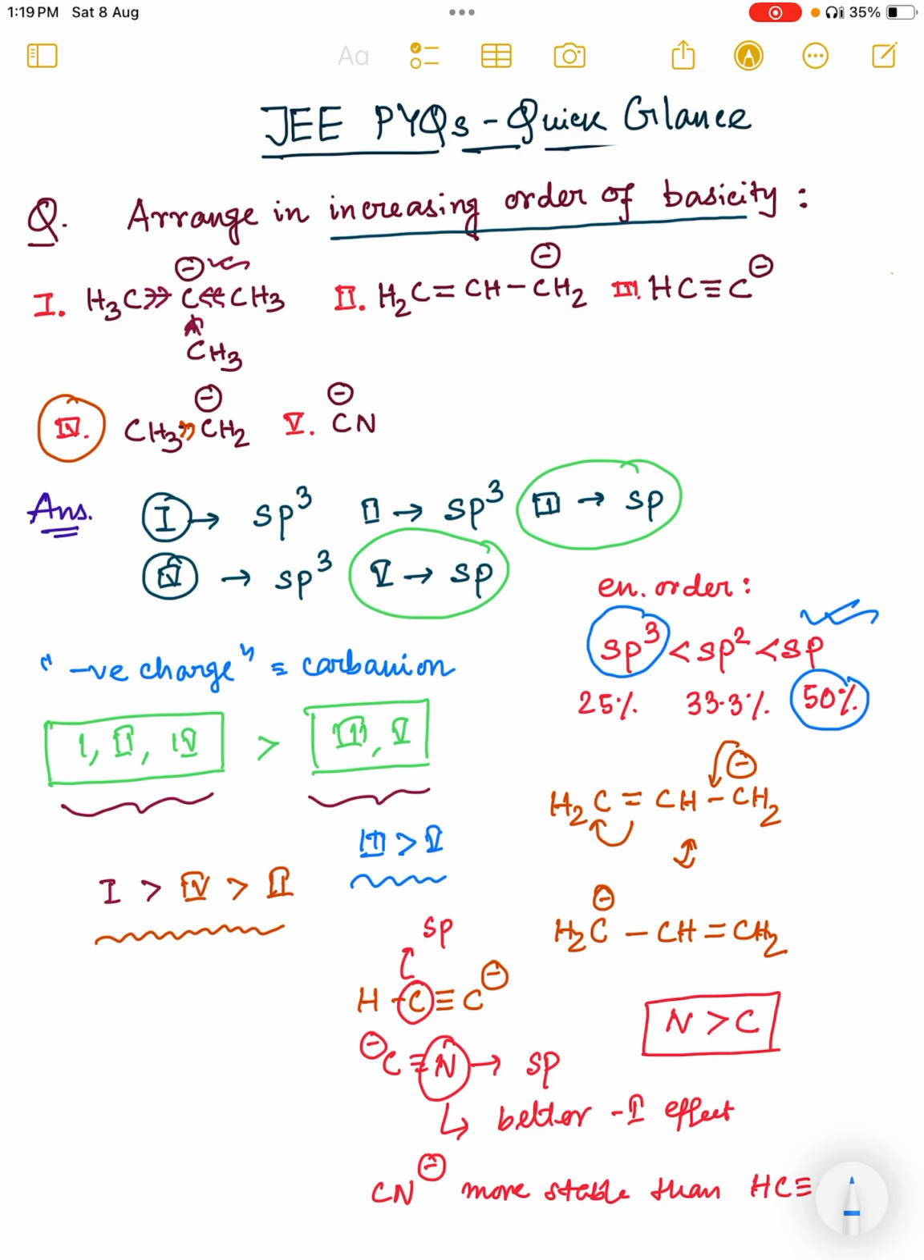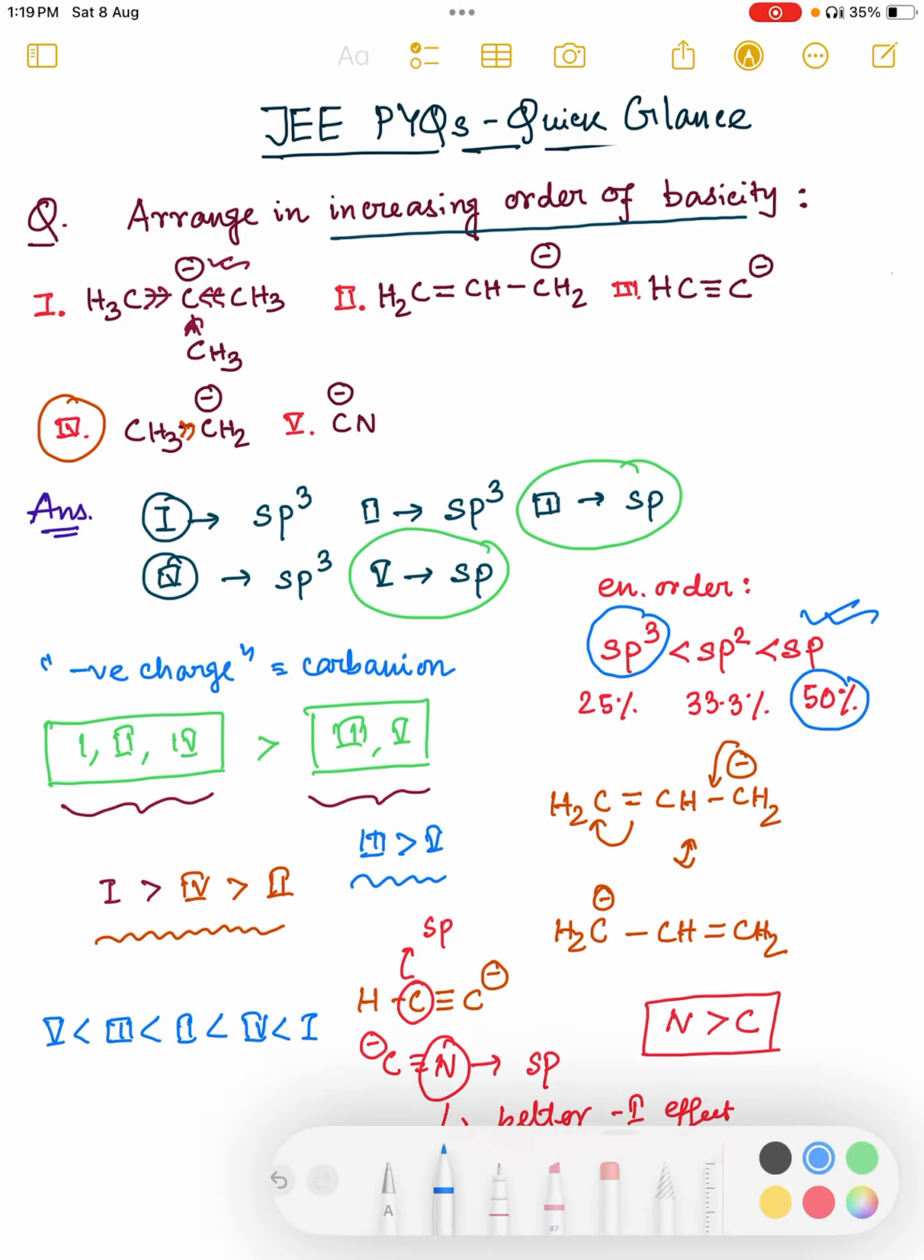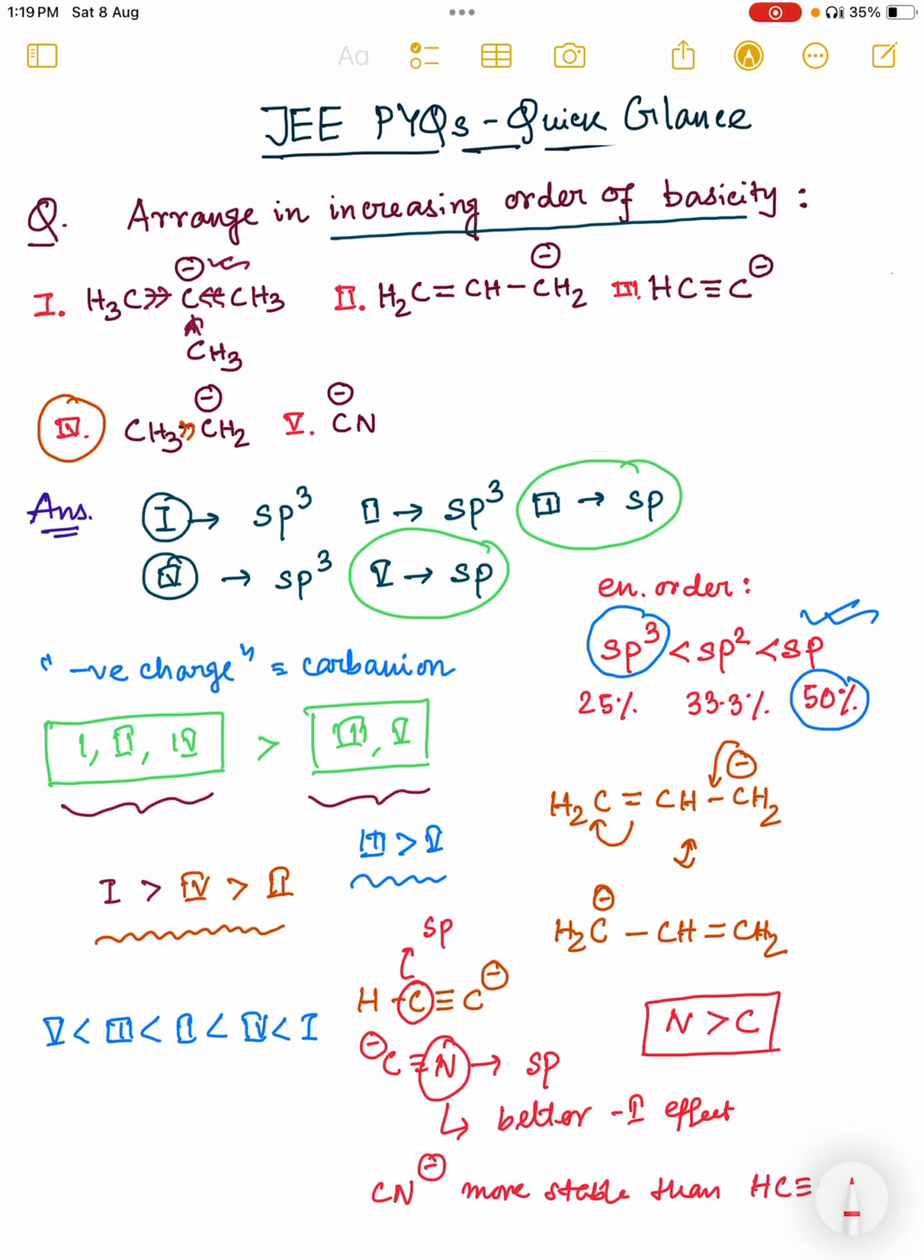So if we club these two comparisons together, we'll have the final order in increasing order: 5 less than 3, less than 2, less than 4, less than 1. So this is the final increasing order of basicity between these carbanions. So that's how, by judicious explanation and reasoning, you can solve these kinds of questions in JEE and NEET. We will see you in the next class. Thank you.